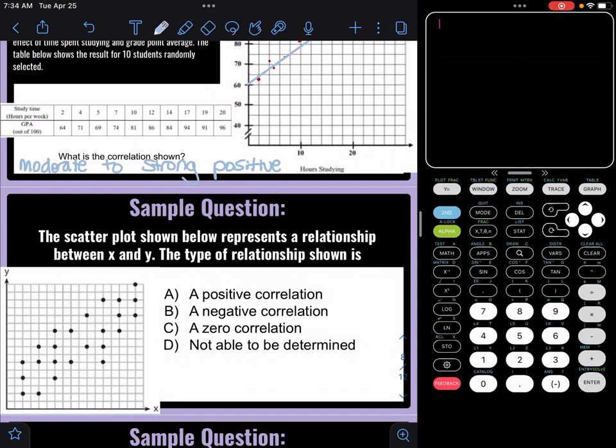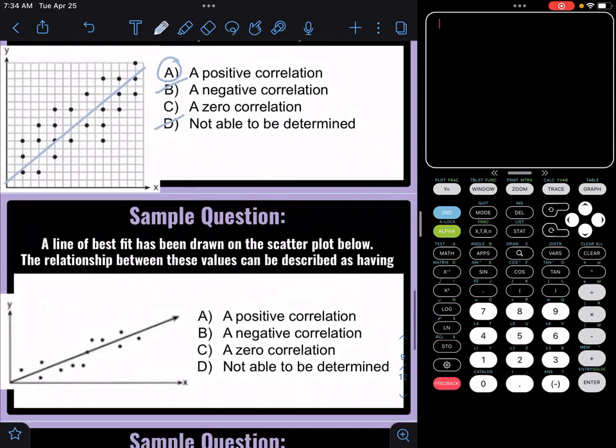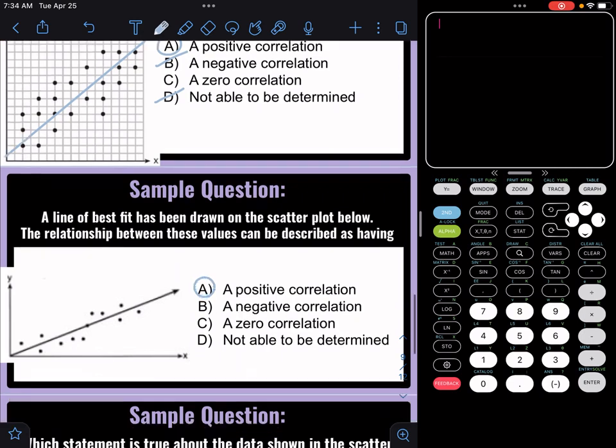All right. The scatter plot shown below represents a relationship between x and y. The type of relationship shown is, well, if I try to draw a line here, it's definitely positive. It's not negative. We are able to determine it, and it's not 0 because it's not all scattered around. All right. A line of best fit has been drawn on the scatter plot shown below. The relationship between these values can be described as having what? A positive correlation.